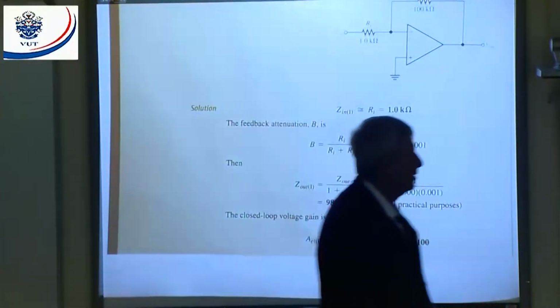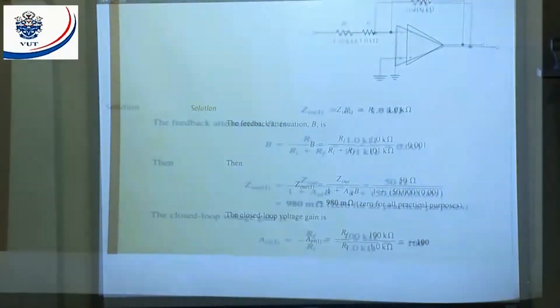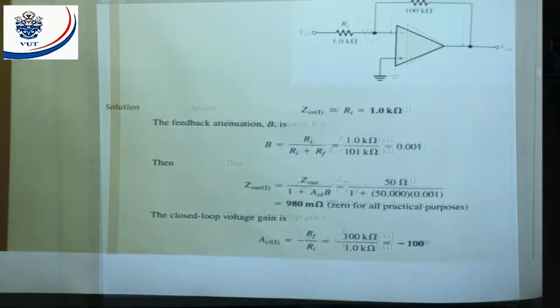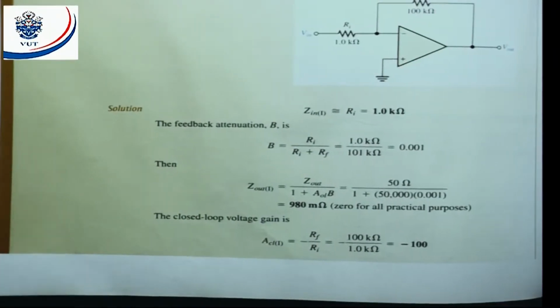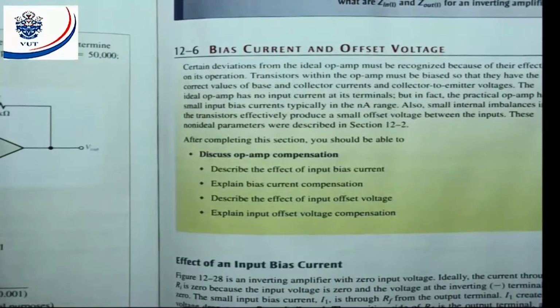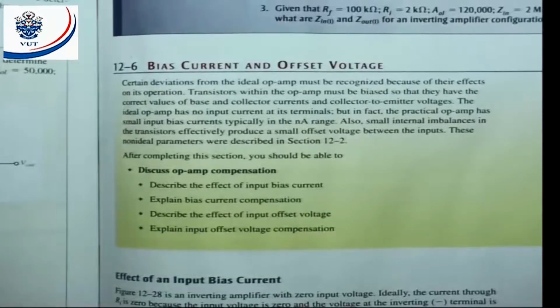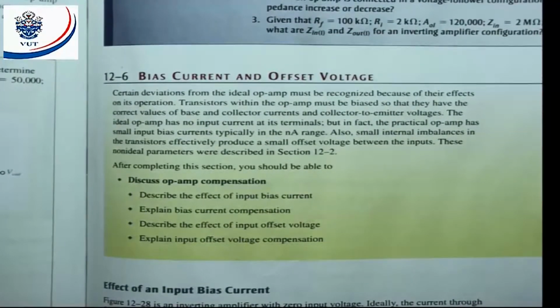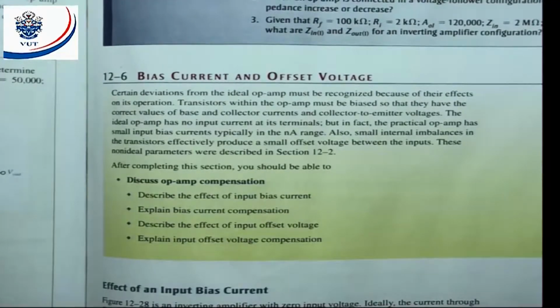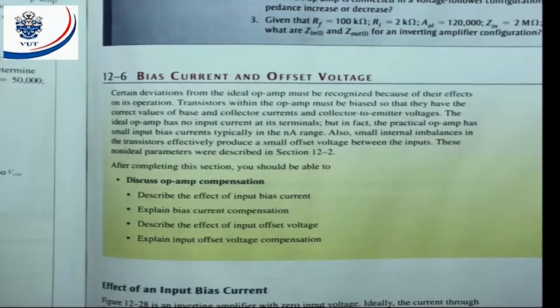Now I'm quickly going to read through here because they're going to tell us basically what I mean by effects of input bias current. They say in figure 12.28, an inverting amplifier with 0 input voltage, ideally the current through R in is 0 because the input voltage is 0, the voltage at the inverting terminal is 0. The small input bias current, I1, is through RF and the output terminal. I1 creates a volt drop across RF as indicated. Let's quickly go and have a look at the circuit.